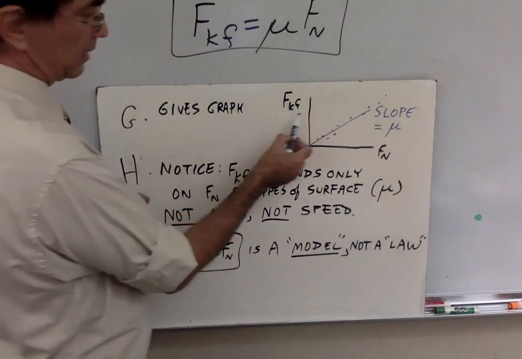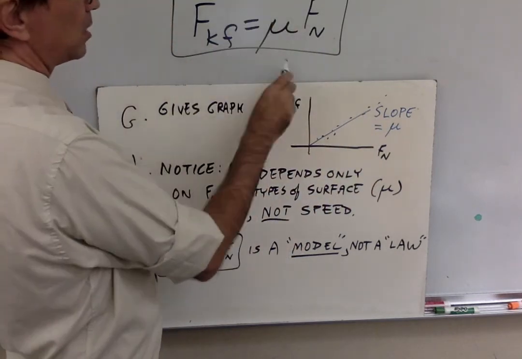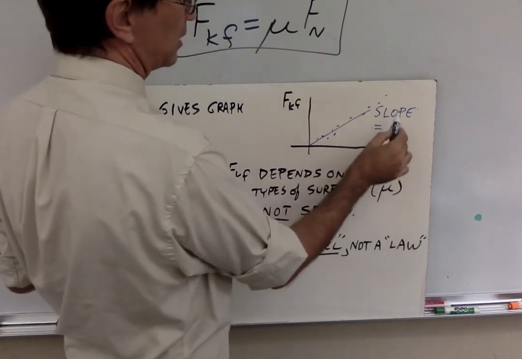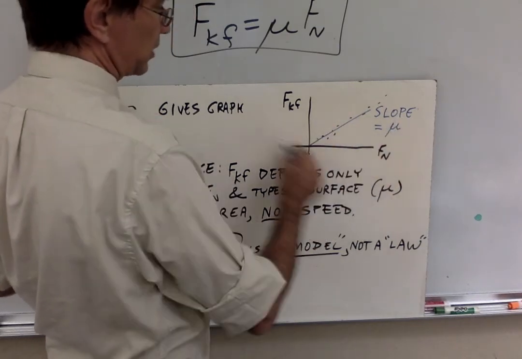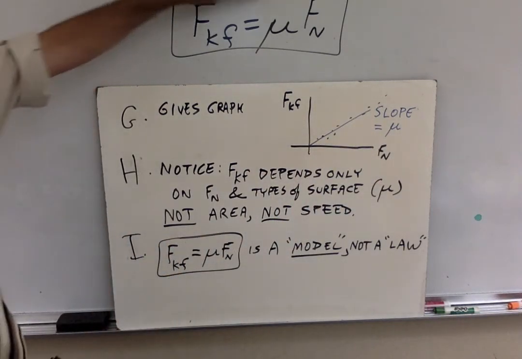If you plot kinetic friction versus normal force, it should fall on a line. This equation predicts that your data would fall on a line, and the slope of that line would be the coefficient of kinetic friction, the mu. So this graph summarizes all that. Now I want you to notice something about this equation.